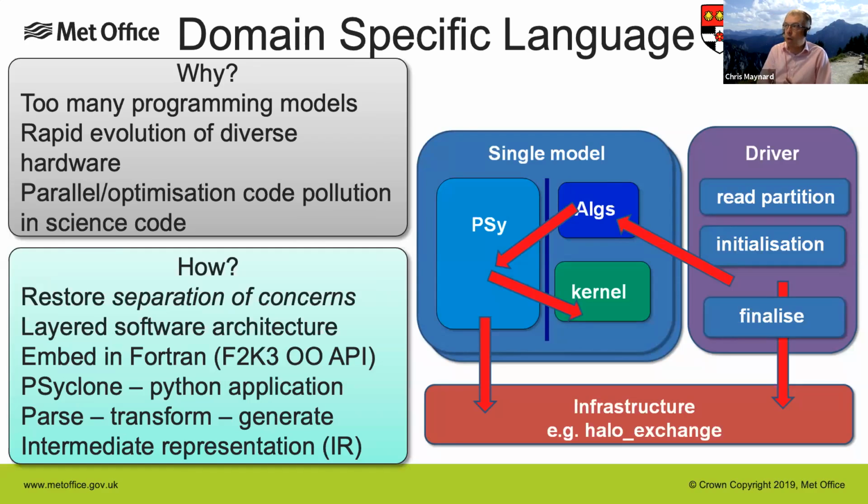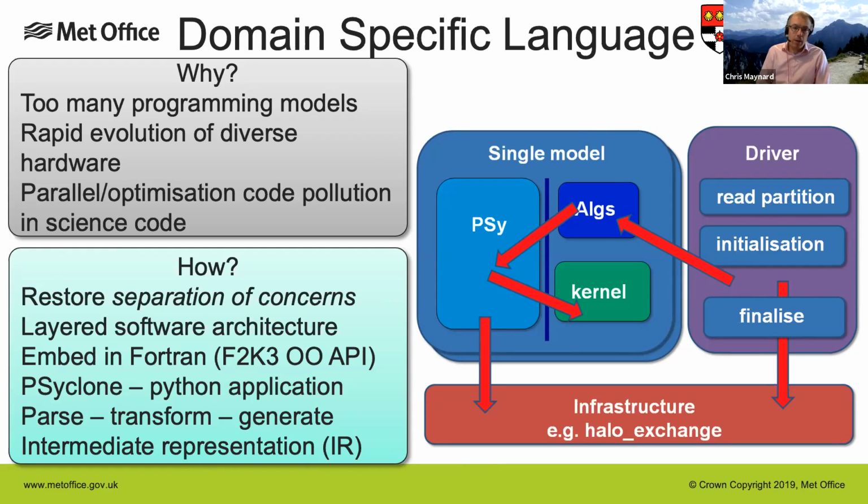So here's the programming model we have, where we have, for example, a single model, which in this case is the atmosphere model. We have a high-level picture of an algorithm, the algs, which operate on individual kernels, and in between those things we have the parallelization system.